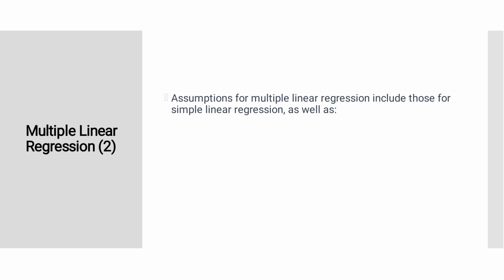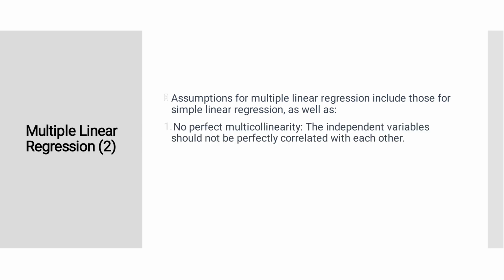Here you can see, so here are the assumptions, the same assumptions we discussed in simple linear regression. Here there is no perfect multicollinearity. Yes, here it is new, because when there are many independent variables, there is a problem of multicollinearity. It means the independent variables should not correlate with each other. If one independent variable is highly correlated with another, there is no meaning in including both of these variables in the regression model.